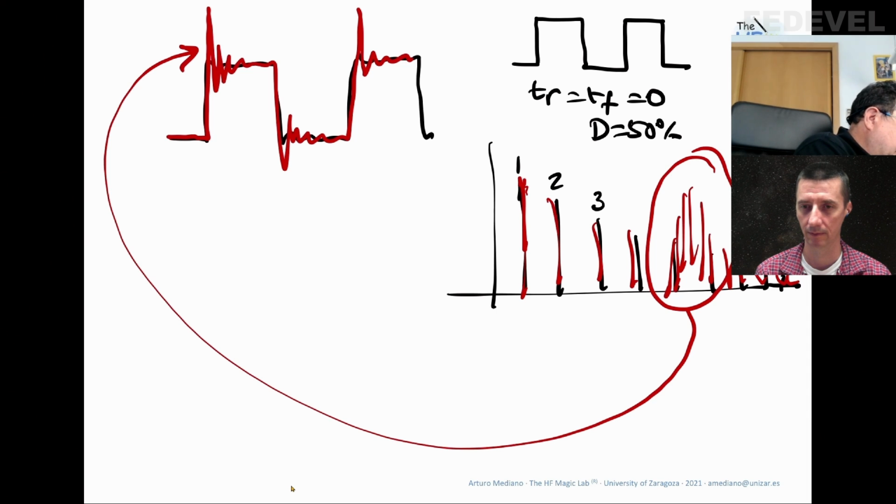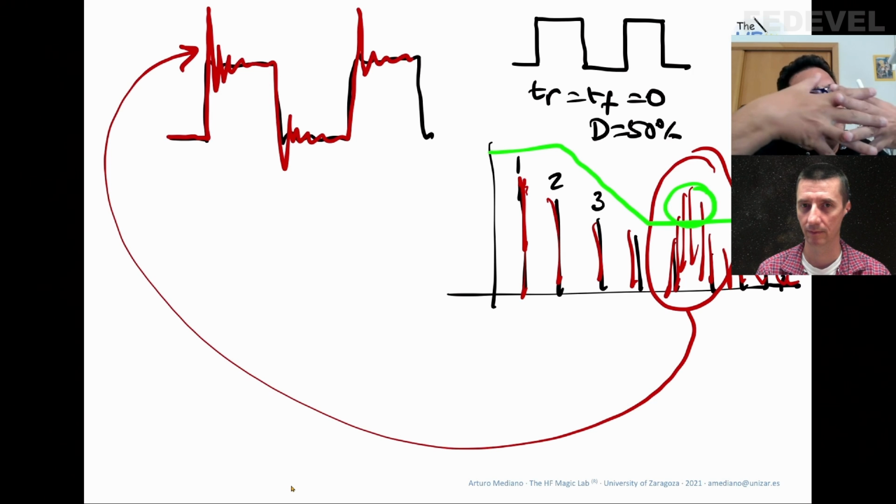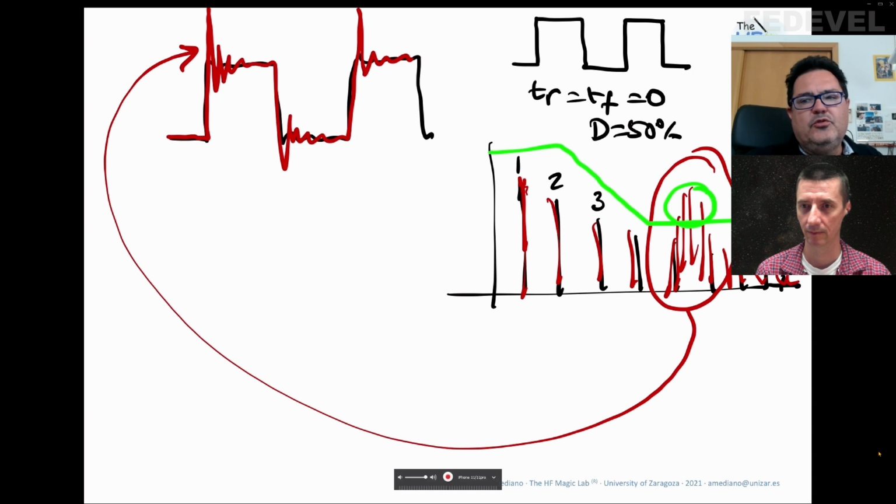If the limit of your regulations is in this way, you will be failing. Not because of the harmonics, but because you have ringing, no? So both problems are one close to the other.